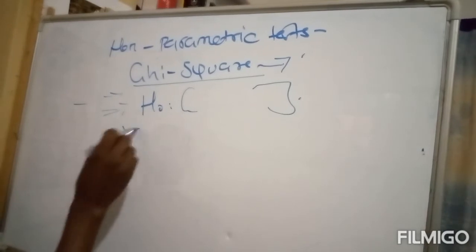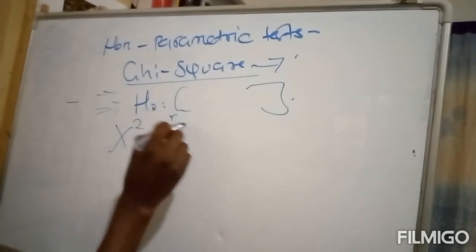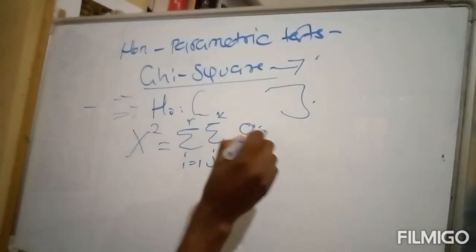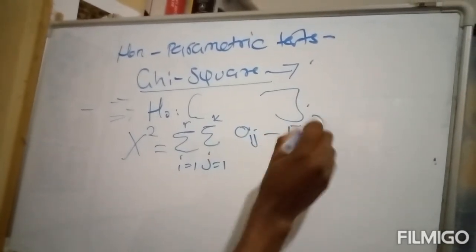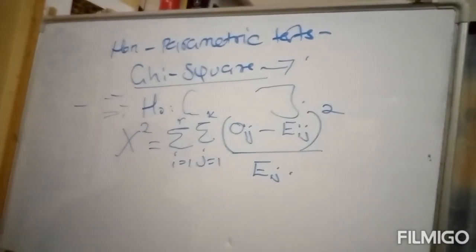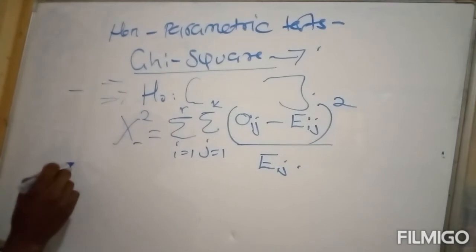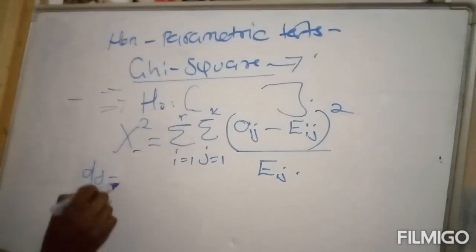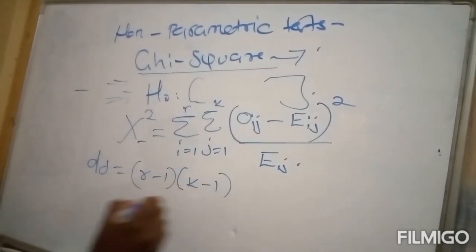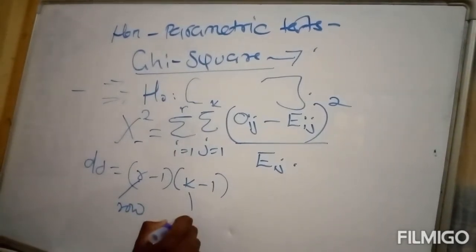Therefore we measure our null hypothesis by the chi-square given by the summation from i equals 1 to r, summation j equals 1 to k, of (O_ij minus E_ij) all squared over E_ij. Now, what do we mean by O_ij? First, let us understand that this chi-square has degrees of freedom, given by (r minus 1) times (k minus 1), whereby r represents the rows and k represents the columns.